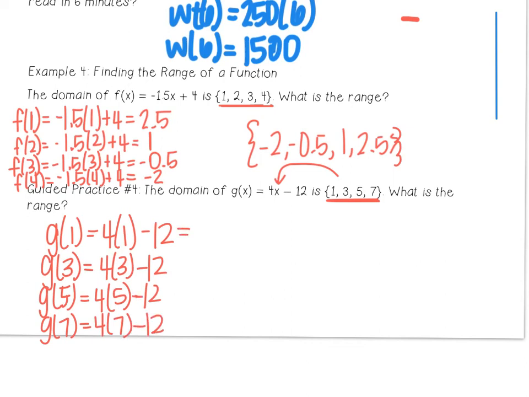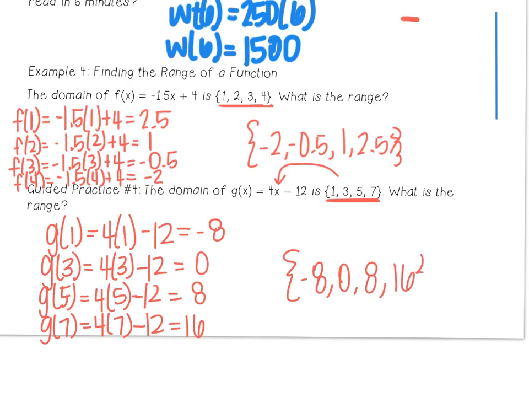4 minus 12 is negative 8. 12 minus 12 is 0. 20 minus 12 is positive 8. And 28 minus 12 is 16. So my range in numerical order is negative 8, 0, 8, and 16.